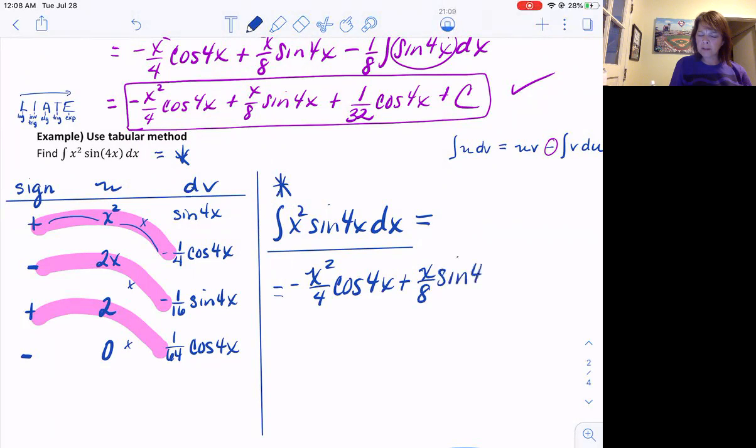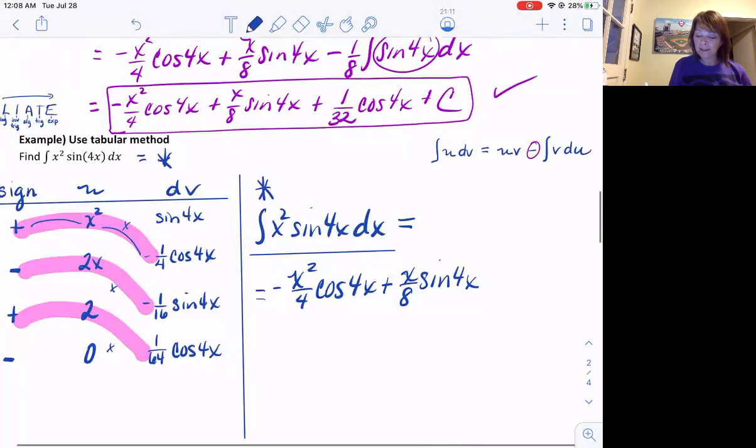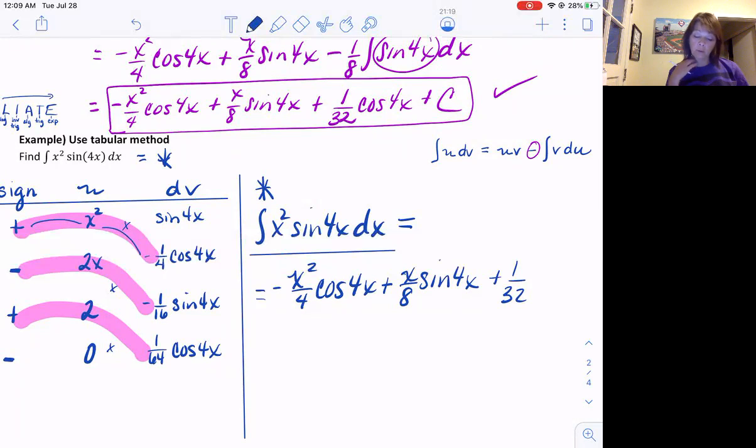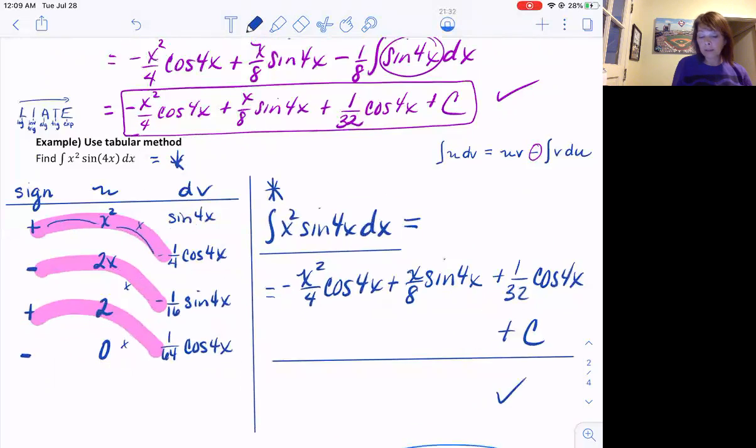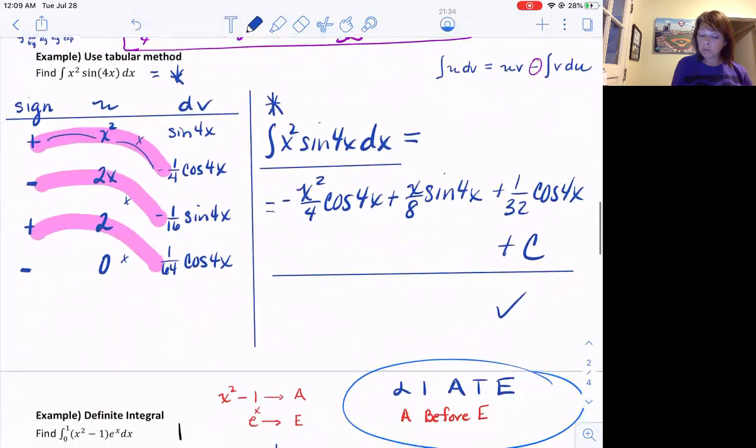Kind of looks familiar from the last example. It is the same thing. And then the last one we have is plus 1/32 because we have 2 times 1/64. And then we have a cosine 4x. And then we have the arbitrary constant plus c. And you can see that that gives you the exact answer that we have above. Okay, so just a quicker way of handling this integration by parts.